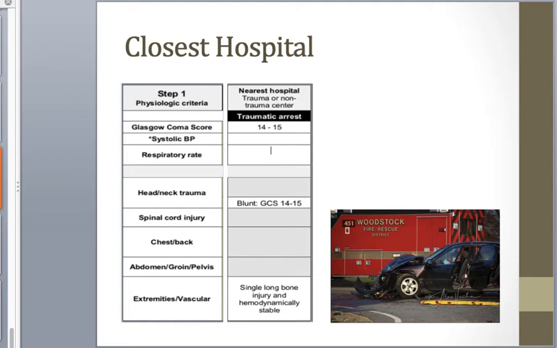And then also going to the nearest hospital is a Glasgow Coma score of 14 to 15. And then I think we're pretty comfortable with where to go for the nearest hospital on this. Pretty much anybody that is hemodynamically stable, has a Glasgow of 14 to 15, and single long bone injury with hemodynamic stability.